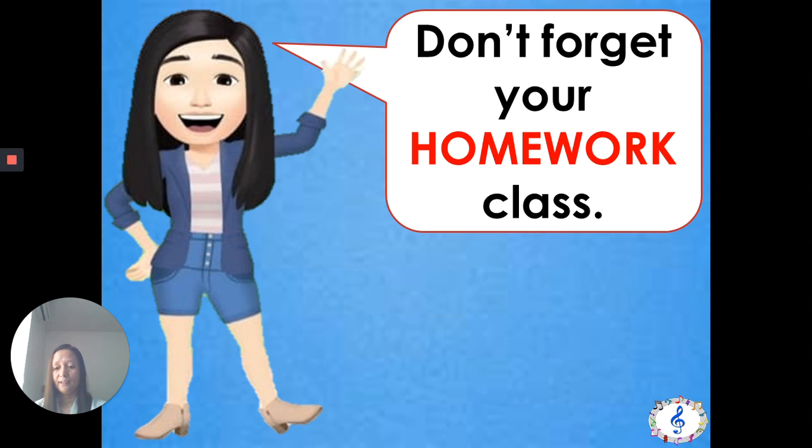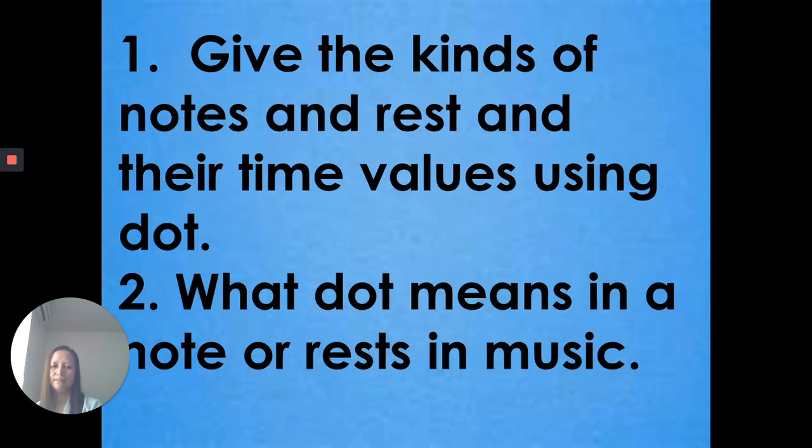Okay, that's all for today. Don't forget your homework, class. Number 1, give the kinds of notes and rests and their time values. Number 2, what does a note or rest mean in music?